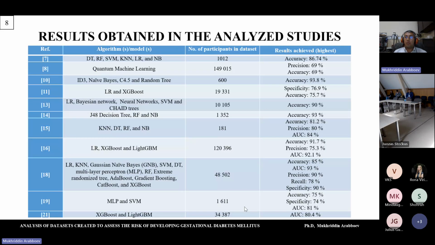In this slide, you can see a list of studies evaluating the prediction of gestational diabetes mellitus by machine learning models. You can see different types of machine learning models used in the analyzed studies. For example, decision tree, support vector machine, KNN, logistic regression, XGBoost, and so on.